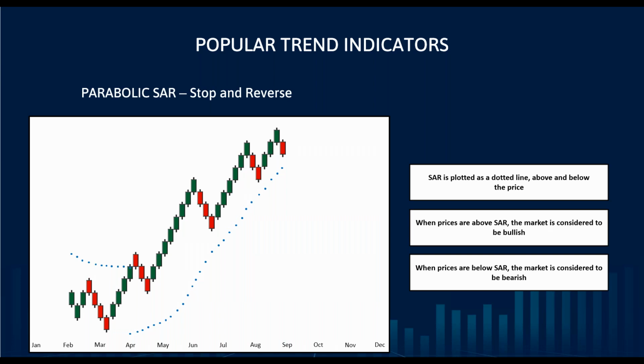So when prices are above the stop and reverse, it means that the market is considered to be bullish. When prices are below the stop and reverse, the market is considered to be bearish. So that's how the trend indicator tells us when the market is trending. So you see price has gapped down. So the Parabolic SAR has stopped and reversed to the other side, signaling that perhaps the trend is changing. So when prices are below the Parabolic SAR, it really just means that we are bearish. When prices are above, it means we are bullish.